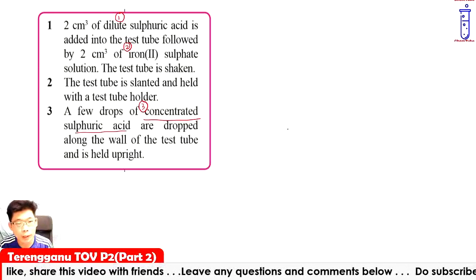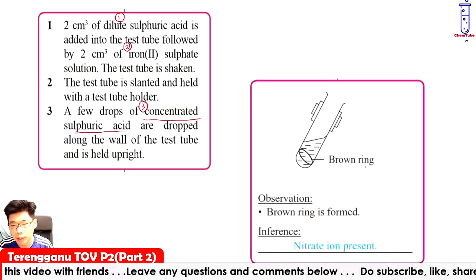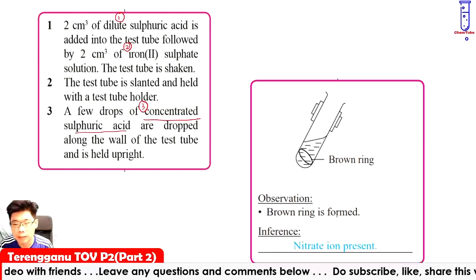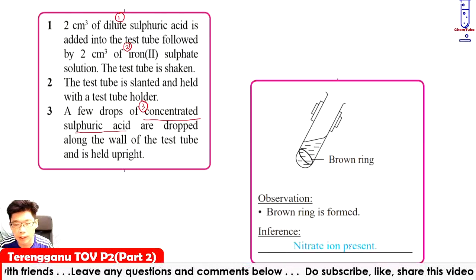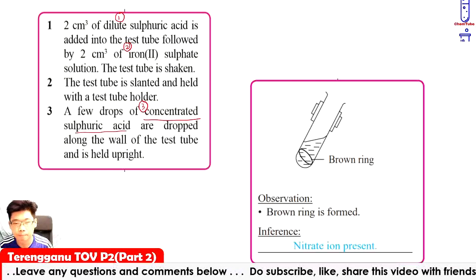So after that, what is observed? So you will see the brown ring is formed. So the brown ring is formed, which confirms the nitrate ion is present. Okay.